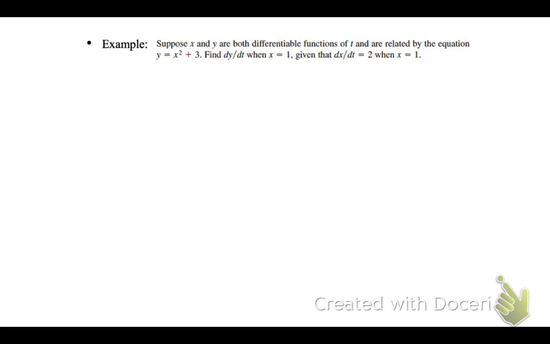Okay, so suppose x and y are both differentiable functions of t and are related by the equation y equals x squared plus 3. Find dy dt when x is 1, given that dx dt is 2 when x is 1. So how you are going to write these problems is you're going to write them on your paper and you're going to write equation. Okay, so what is the equation? Y equals x squared plus 3.